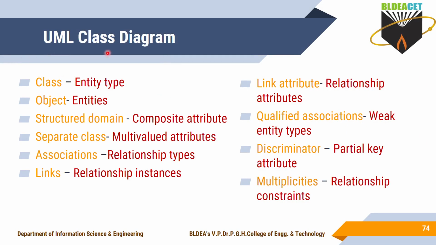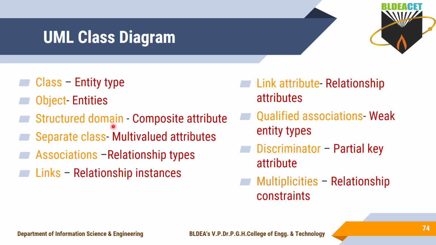First I'll tell what the differences or similarities are between this UML class diagram and your ER diagram. Usually in an ER diagram you use the term entity type. In UML you use the term class. An entity type is a group of entities which share common attributes. Each individual entity in UML you call an object, okay?